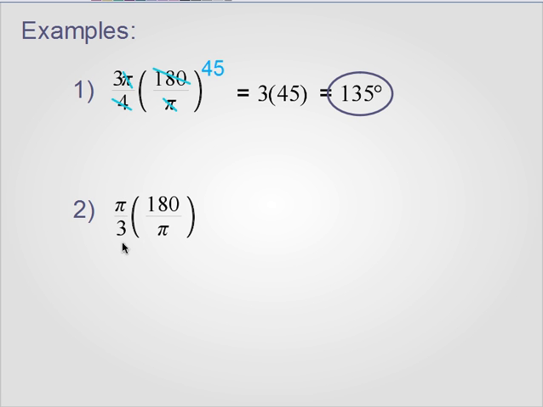Next, let's convert pi over 3 into degrees. I multiply by 180 over pi. The pi over pi reduces themselves right out of the picture because pi over pi is just 1. 180 over 3 reduces to 60. And I'm only left with a 60, so pi over 3 radians is the same as a 60-degree angle.